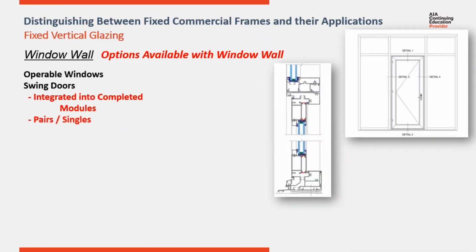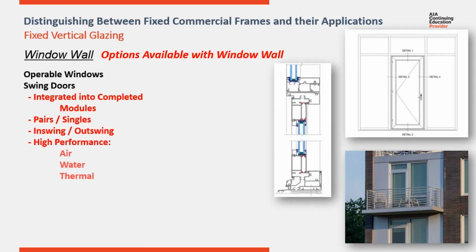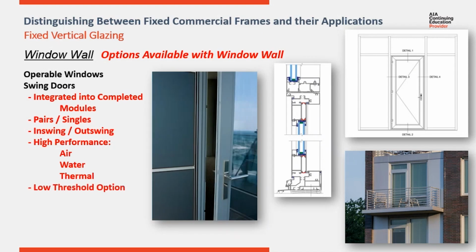Many multifamily projects include balconies, so access to them is required. Swing doors can be included in pre-built modules. These can be singles or pairs. They can be in-swing or out-swing. Because these are being used at higher elevations in higher performing systems, they must also be tested to higher air, water, thermal, and structural requirements than your typical commercial entry.